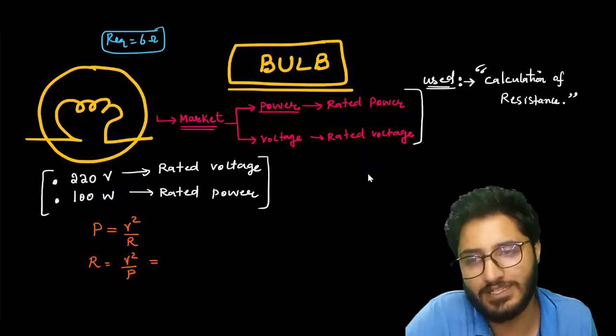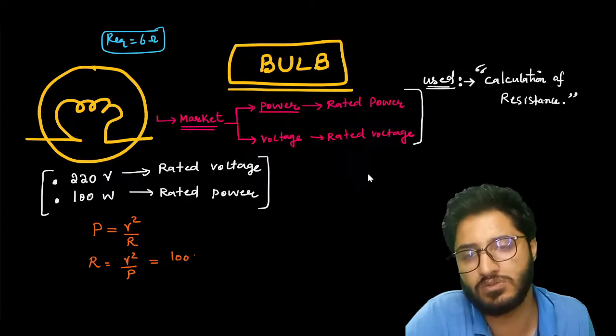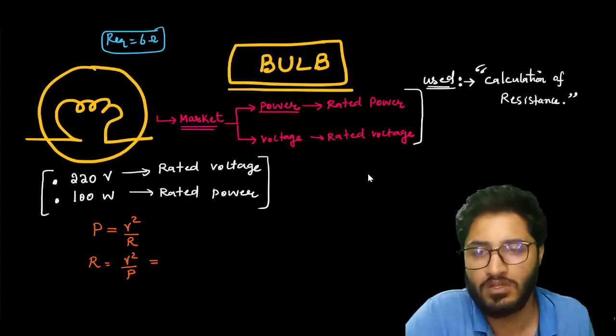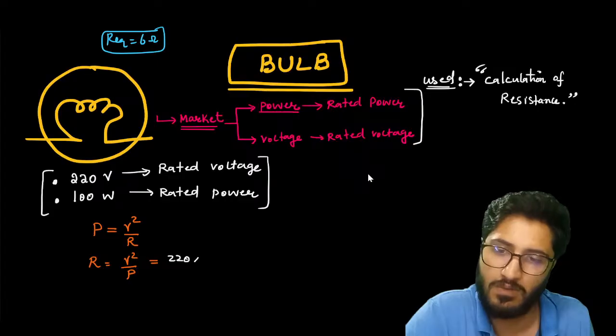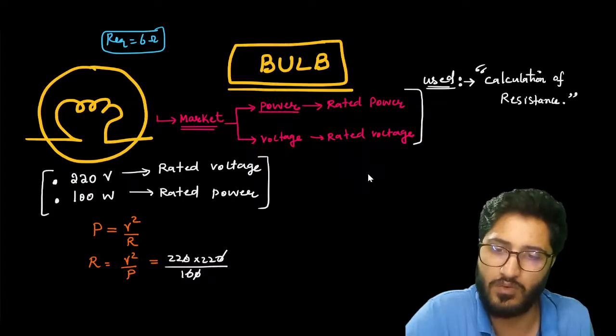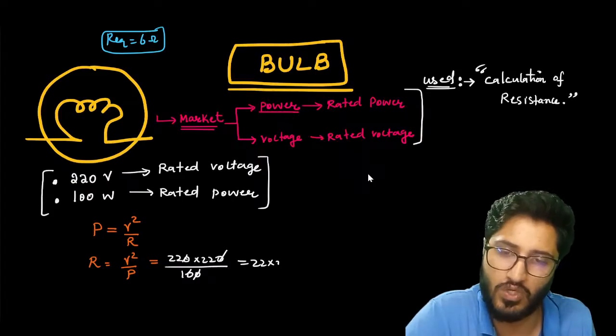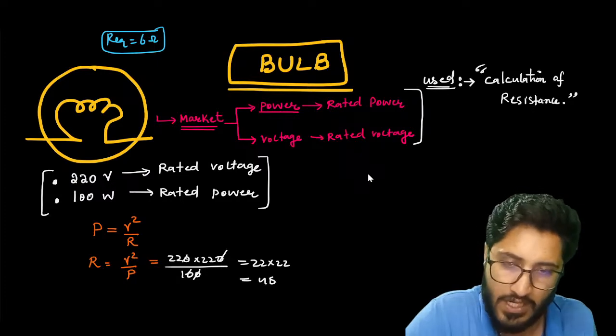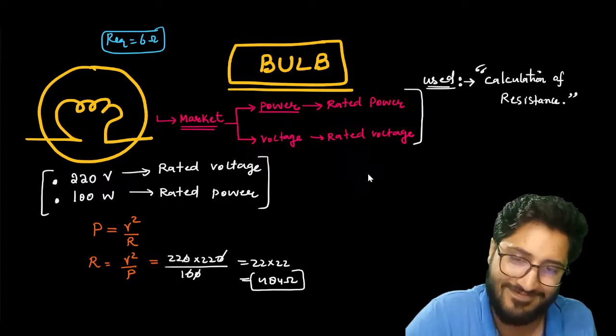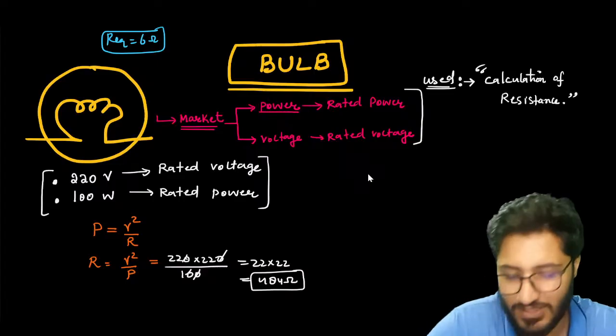What is V, sir? It is 100. No, it is not 100, it is 220. Power is 100. Zero cancels out, zero cancels out. It is 22 into 22, which will be 484 ohm. This is how we can use it.